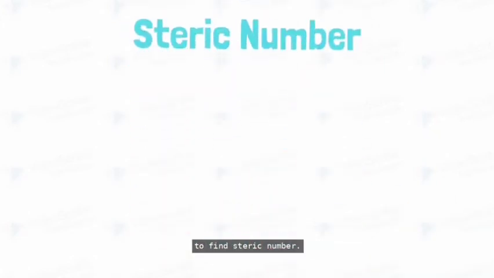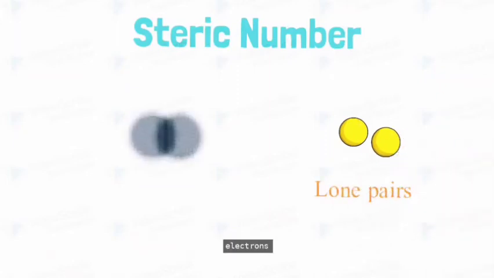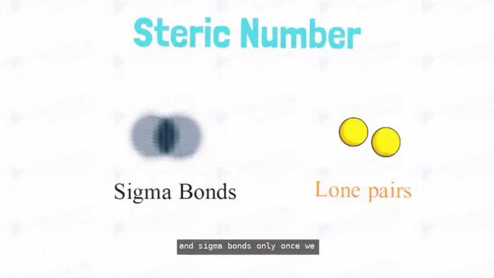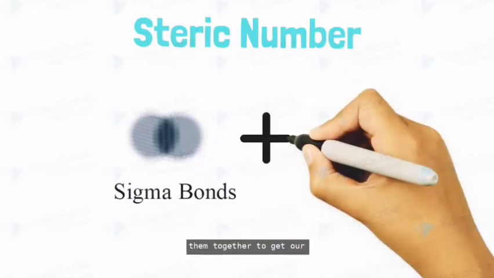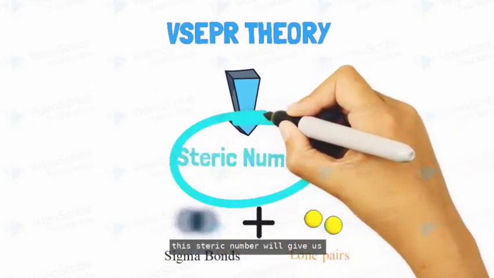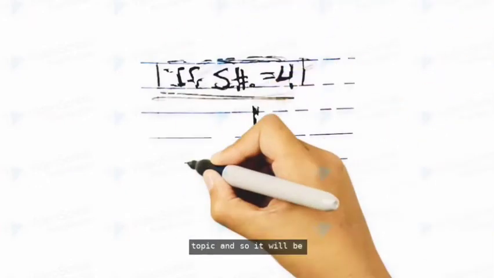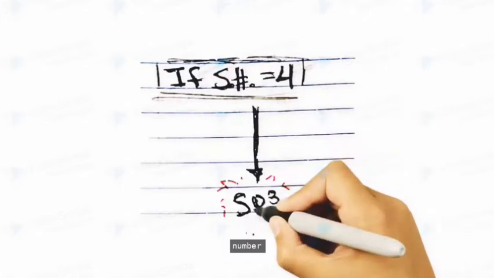To find steric number, we need to look for and count the number of electron environments. This includes lone pairs of electrons and sigma bonds only. Once we have those numbers, we can add them together to get our steric number. This steric number will give us the hybridizations for each carbon. We covered hybridization in class before discussing this topic, and so it will be mentioned as I explain steric number.